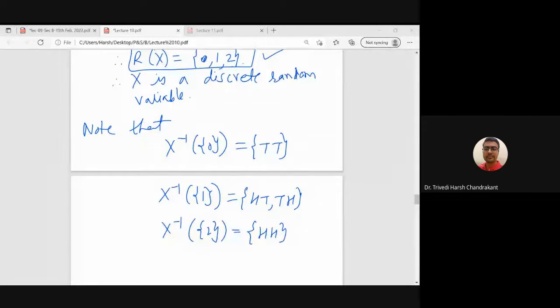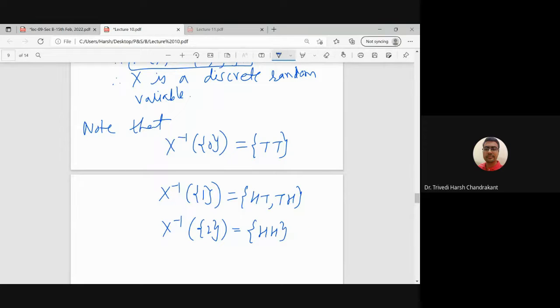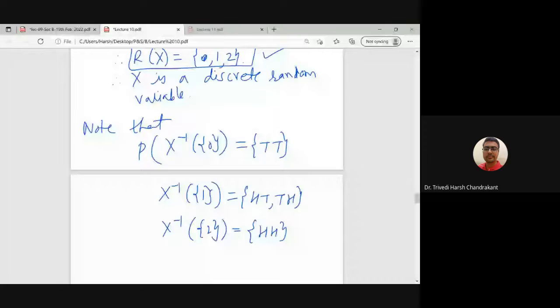What this is forming, the range has only 3 elements. So these 3 elements 0, 1 and 2 are essentially finding the partition of omega, the partition of the sample space, because each of these sets are disjoint sets and their union is omega. Their union is the sample space. And then we know that we have a probability function on the sample space. So what is the probability of this? That is the probability of getting TT.